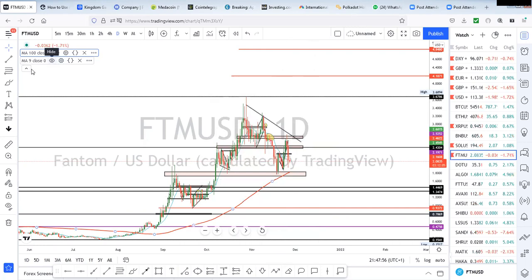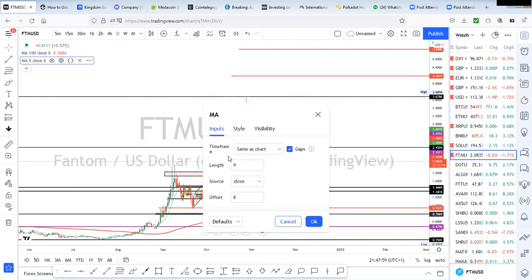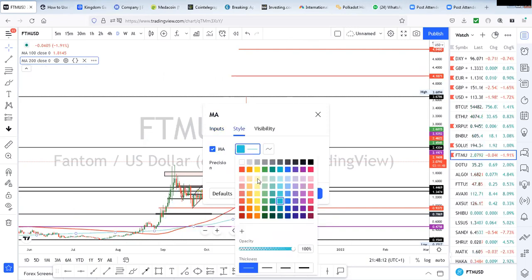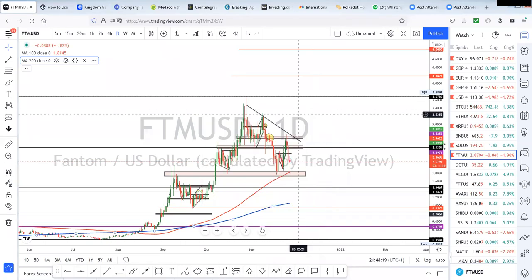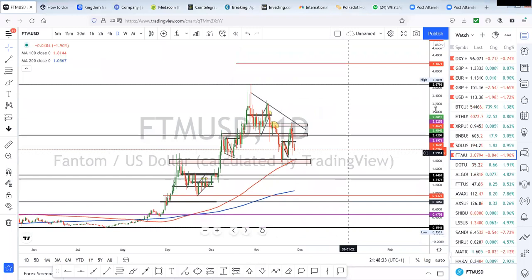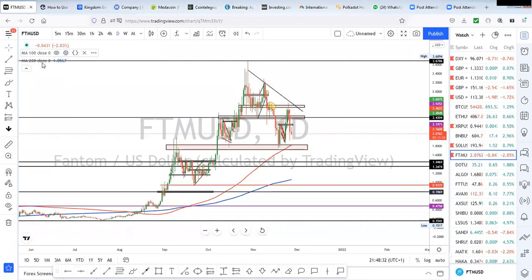Then let's go and change this one again. Inputs. Let's make this one our 200 because we are on higher time frame. Then color. Let's make this one thick blue. So now we have what? We have our moving average. This is 100 moving average. So you can see that the 100-day moving average is lower than the 200 moving average.